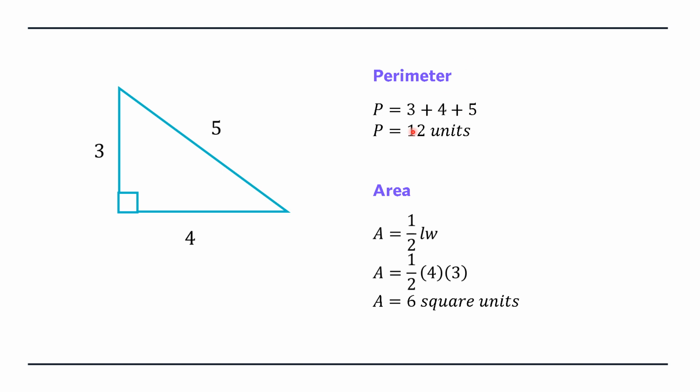However, how about this one? It's one dimension. That would be 12 units as a unit of measurement. If it's not given a unit of measurement, we just use units. Okay?